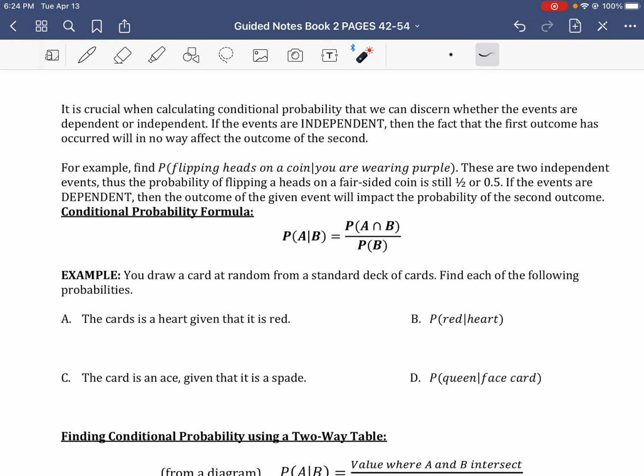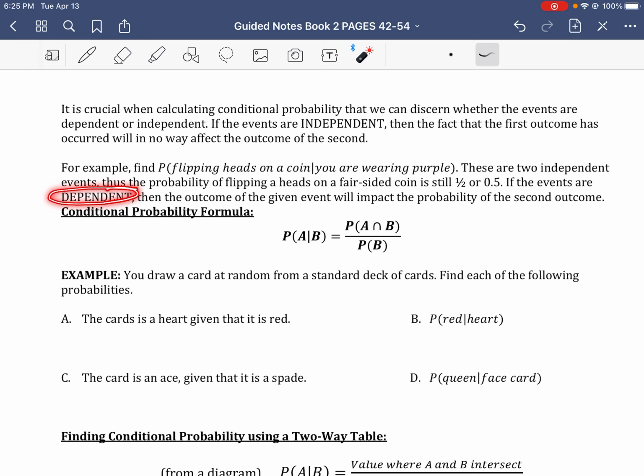Now, it's crucial when we're looking at conditional probability with that word given that we understand if the events are independent or dependent. Independent means they don't affect each other's outcome. For example, here it says find the probability of flipping heads on a coin given you are wearing purple. Now, whether you're wearing purple or not, there are only two sides on that coin, and the fact that I'm wearing purple doesn't affect how it lands. So the probability is still 1/2, even with this given, and that's because these are what we call independent events. They don't affect each other's outcomes.